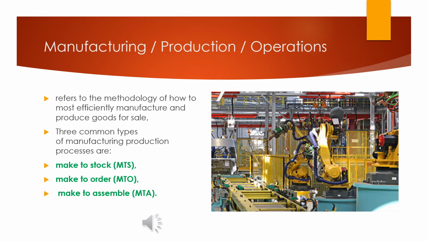Three common types of manufacturing production processes are make to stock, make to order, or make to assemble. So usually we keep stock, then we will make as the order comes, or then we will assemble sometime, or sometime we just keep them as a stock.